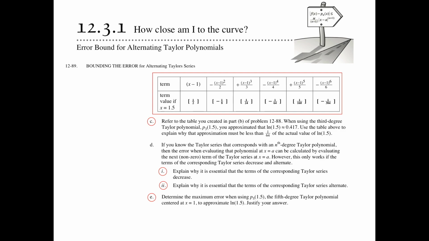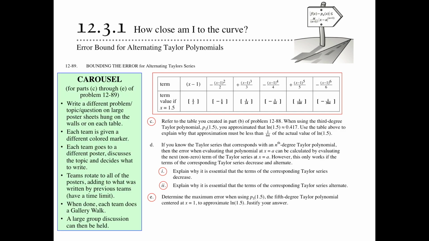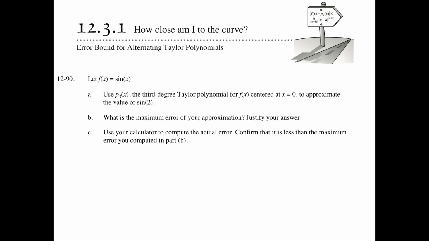Now, these are great problems to use as a carousel. Simply copy these 4 problems on 4 different chart papers or poster boards and have teams circulate from board to board, writing their thoughts about the answer to each problem. They do not need to do these problems in the order they are written. And when you are done, have teams do a gallery walk where they read what other students have written.